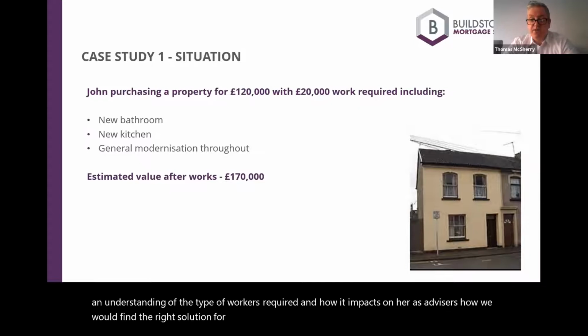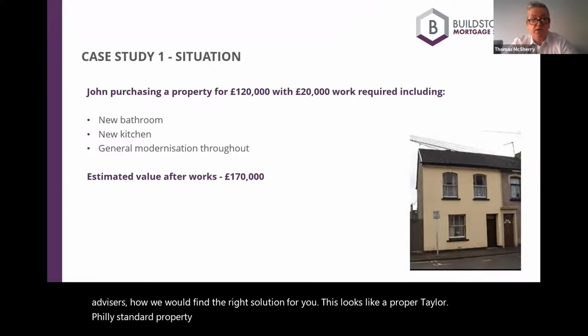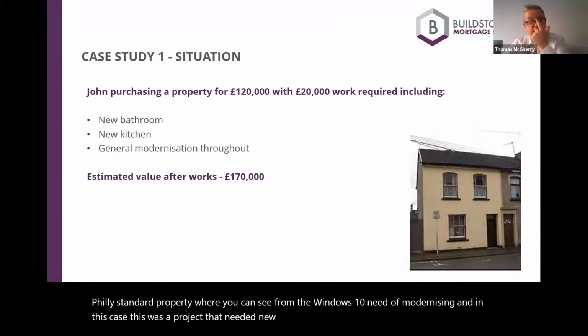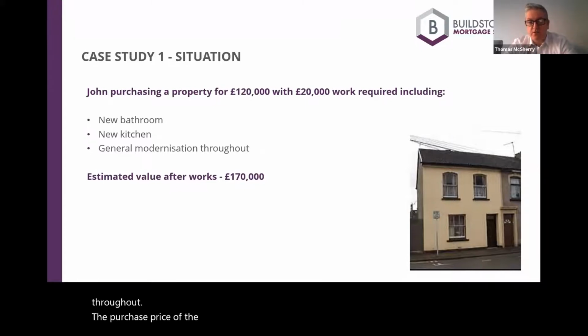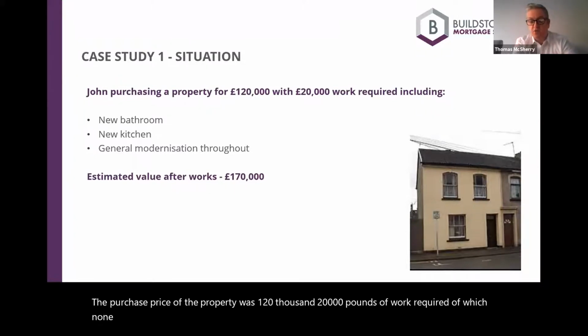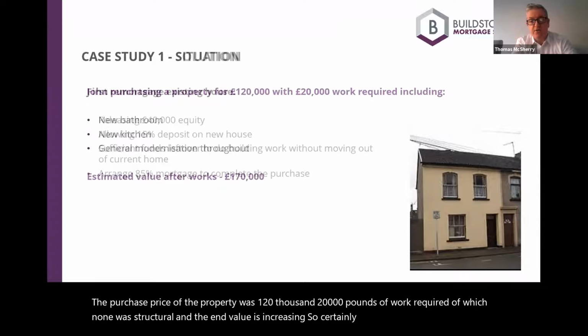This looks like a fairly standard property, although you can see from the windows it's in need of modernising. In this case, this was a project that needed new bathrooms, a kitchen, and a general modernisation throughout. The purchase price of the property was £120,000, with £20,000 of work required, of which none was structural, and the end value was increasing to £170,000. So certainly worth doing the project.